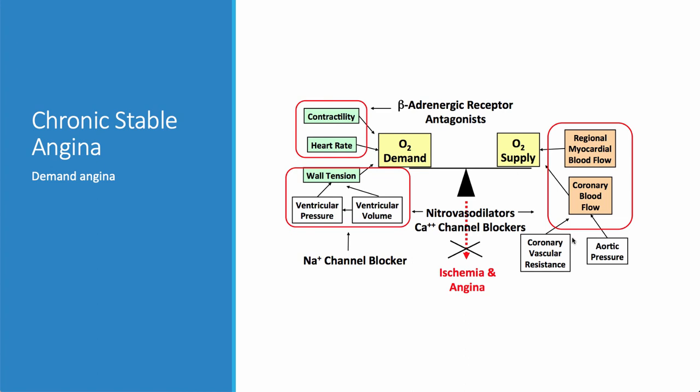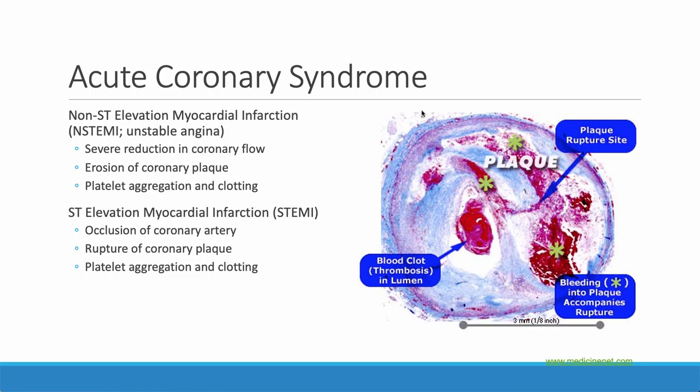So we can treat chronic stable angina by treating the demand side of the equation, lowering contractility, lowering heart rate, decreasing wall tension with nitrates and beta blockers. The acute coronary syndromes happen when there's a plaque rupture, right?